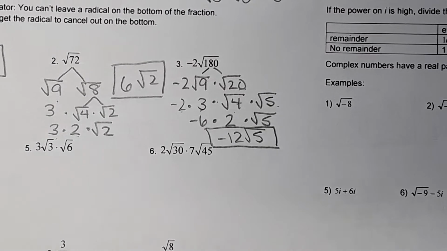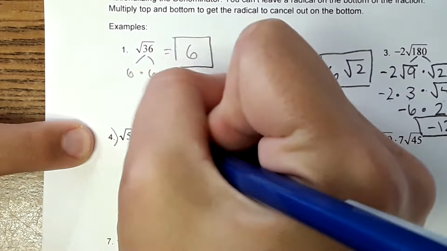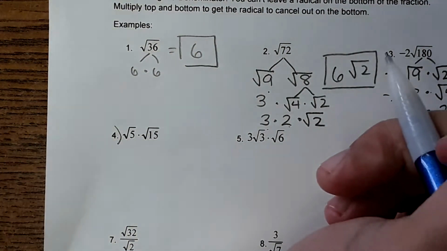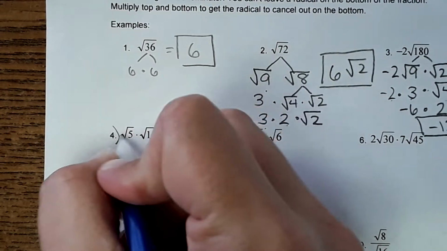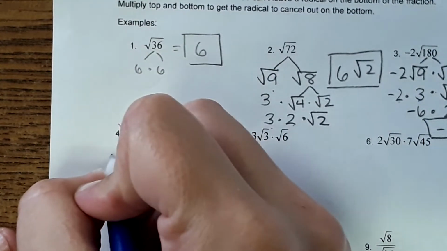Okay, so continuing, just building on the skills. Number 4, it's square root of 5 times square root of 15. What are they looking for here? I look at these, I can't pull out a perfect square out of either of those, but I can break this up. So look what happens.